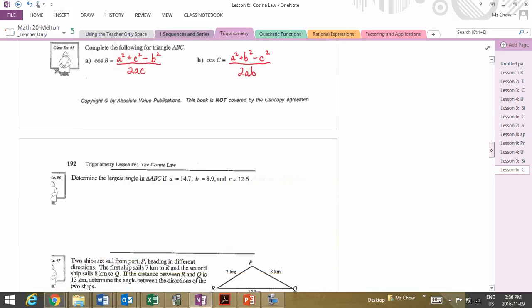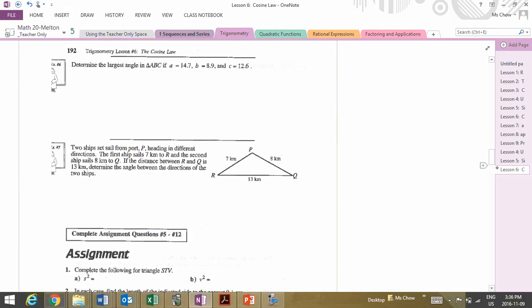Okay, so let's take a look then at class example 6. So given those three lengths, we want the largest angle of triangle ABC. So what do we know is that the largest angle will be opposite the largest length, and therefore since the largest length is 14.7, the largest angle will be angle A. So that tells us that cosine A is what we're looking for.